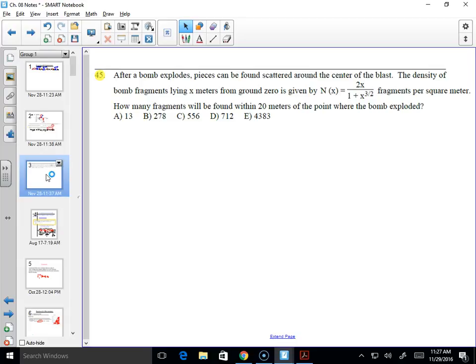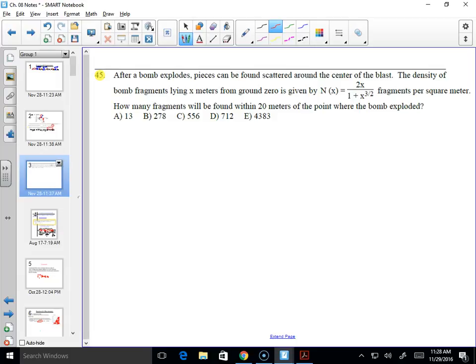The density of bomb fragments lying x meters from ground zero is given by, okay, so that's density, right? Fragments per square meter. I always think the units help me out a bit. How many fragments will be found within 20 meters of the point where the bomb exploded? A lot. So n of x is density, and we don't need to put that in an integral, but we need to make sure that we know what's going on.